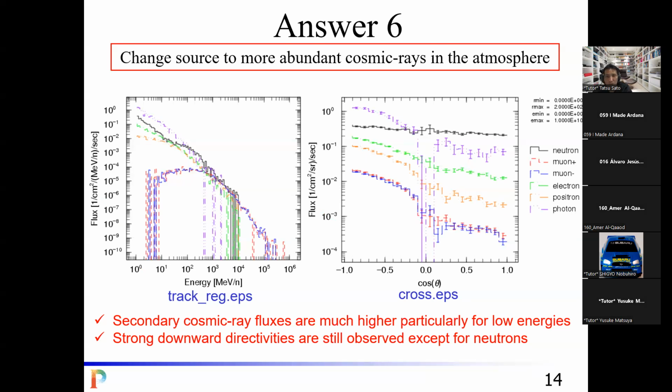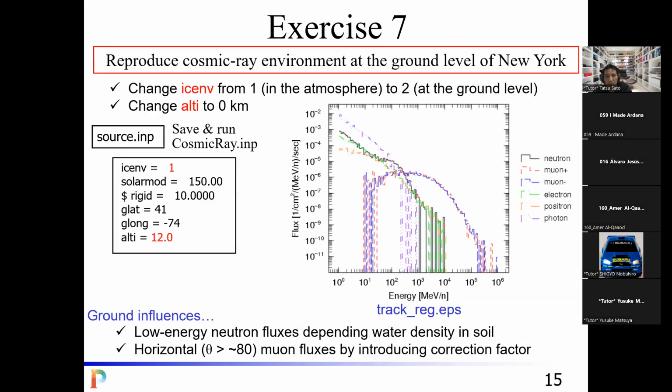So this is the answer for exercise 6. Okay, so exercise 7, and then I will take a break. So let's reproduce a cosmic environment at the ground level of New York. In that case, change the ICM parameter from 1, the ideal atmosphere case, to 2, the ground level case. So at the ground level, neutrons are scattered from the ground.